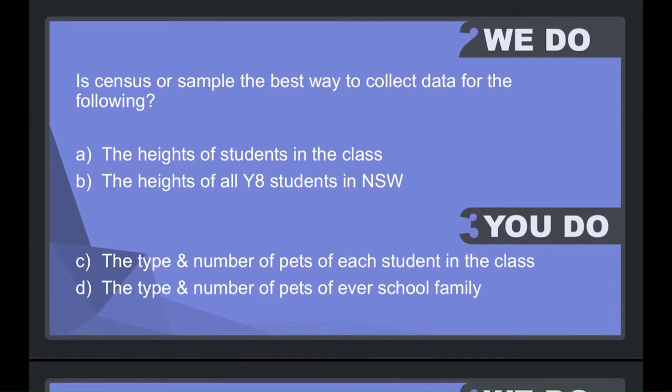Okay, let's jump through a couple of examples of these. Would we use a census or a sample to collect data for the following? Census or a sample? If we were just going to get the height of students in the class, there might only be 20 of us, 25 of us. So in this case, it's not that difficult to just do a census and just collect data on everybody. But if we wanted to know the heights of all year 8 students in New South Wales, it would be very difficult to survey every single one of those because there is probably thousands.